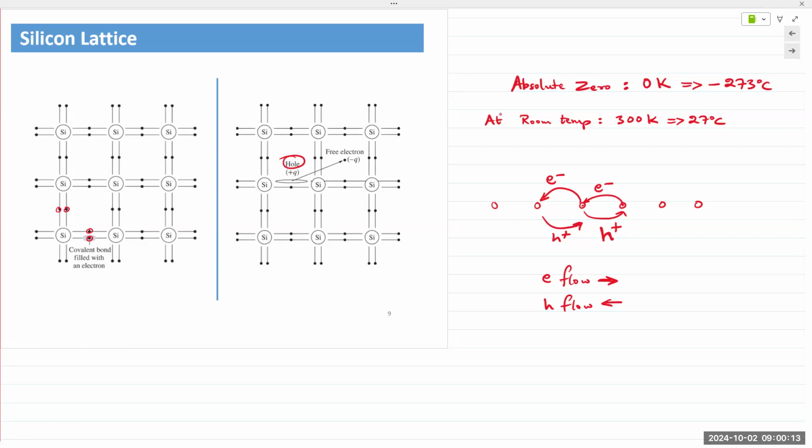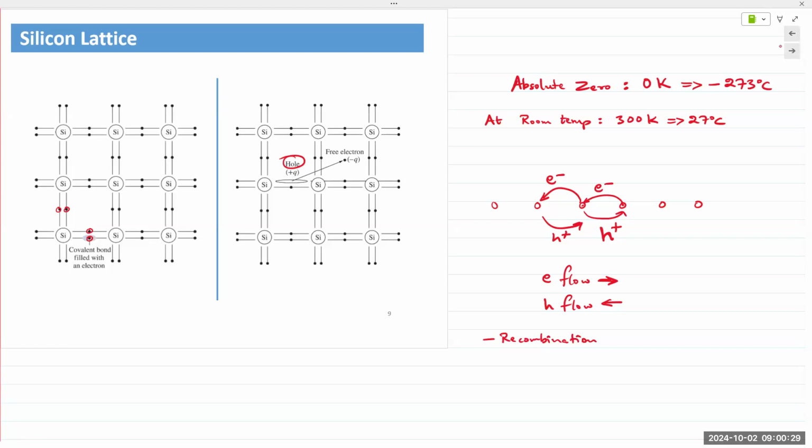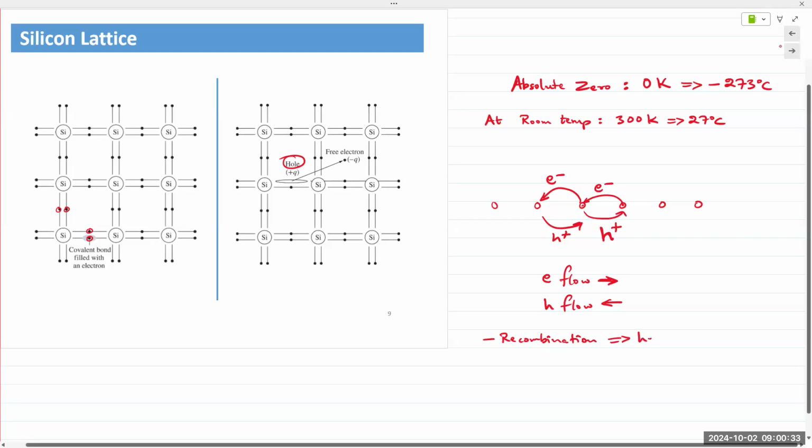One final thing: when an electron fills a hole, it is known as recombination. It recombines with the hole and gets rid of the negative charge and the positive charge. The recombination results in energy dissipation in heat or light.